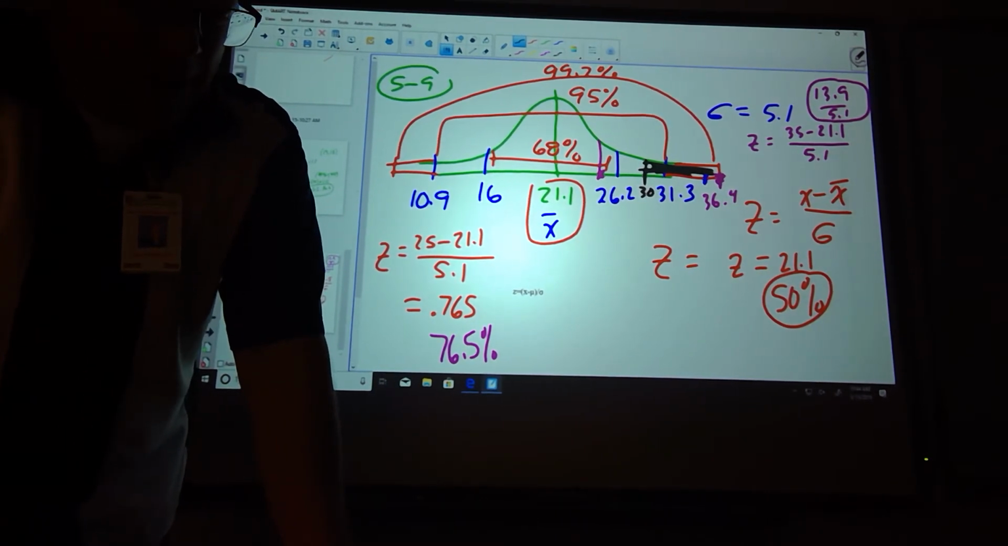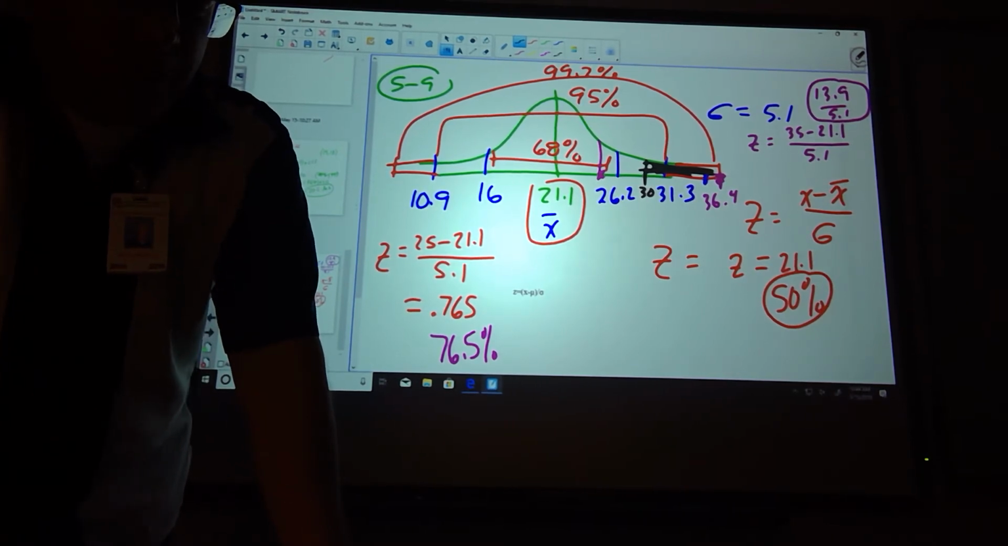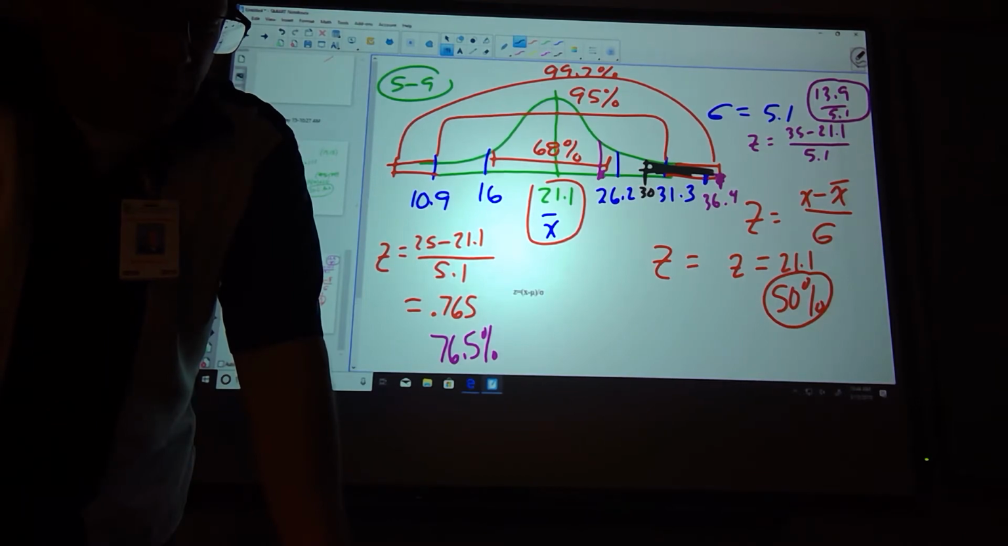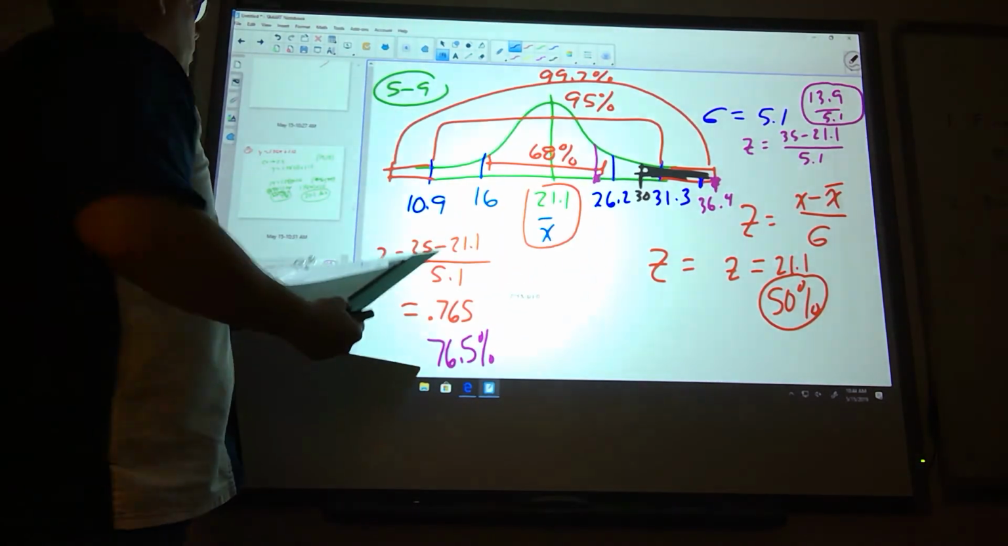Let's see. Number 10 says the number of coins in a wishing well has an average of 140, standard deviation of 20. And using our rules, what are the probabilities of the following? Okay. All right, we can draw a normal curve.